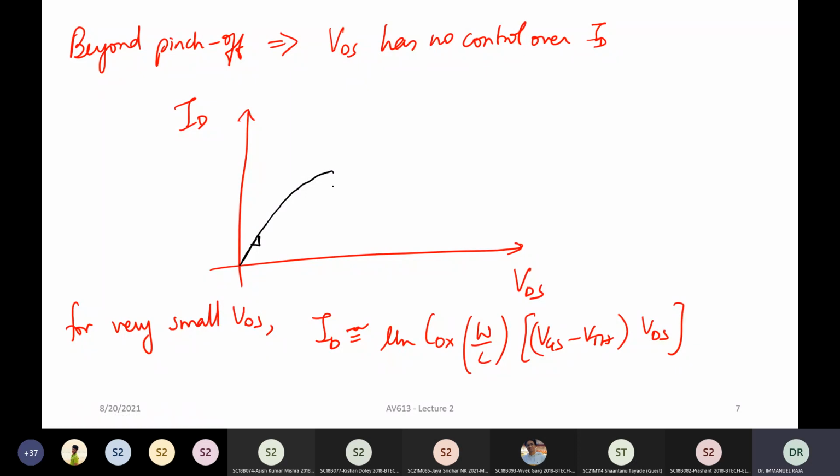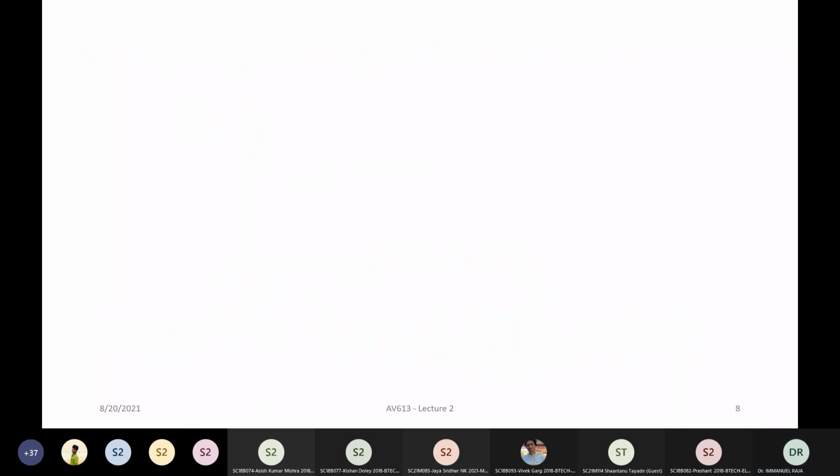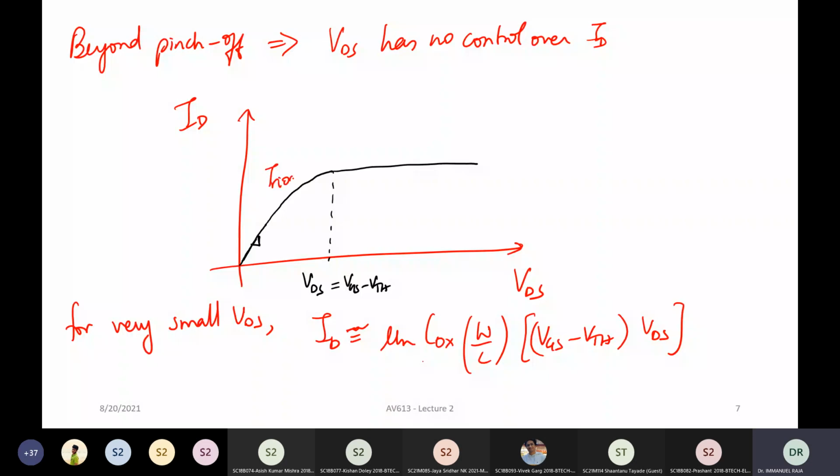Now all this happens till you reach this point, VDS equal to VGS minus VTH. And beyond this, the pinch off happens, and therefore the curve remains straight. Now this region is called the triode region, which is the region left of VDS equal to VGS minus VTH. And the region to the right of this particular mark is what is called the saturation region.